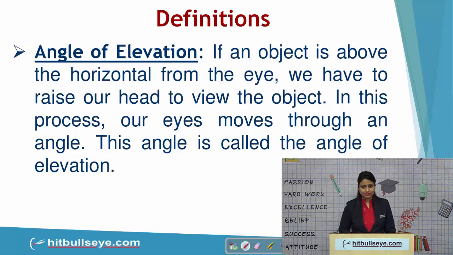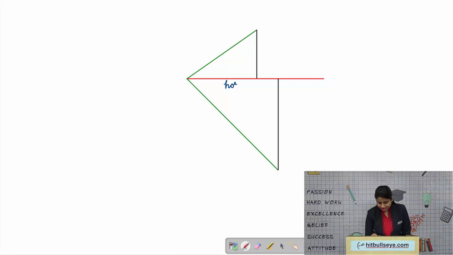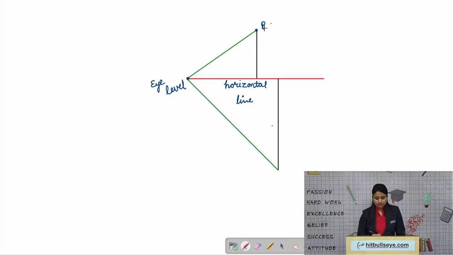Now see the practical approach. This is our horizontal line and this is our eye level. Suppose we are looking at point P, then this eye level is known as E. Then this line EP is called line of sight. Now from horizontal to looking at P, our eyes are moving through an angle which is called angle of elevation because we are raising our head, we are elevating our head. So this angle is known as angle of elevation.